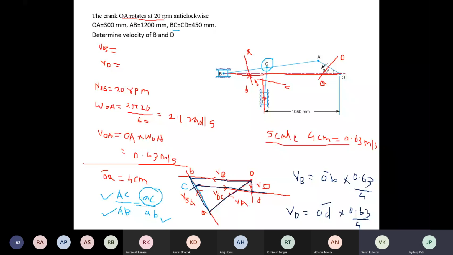Sir, AC is 1.84 centimeter. Okay. AC you will get as 1 point, how much? 1.84. Okay. Now tell me the answer directly. What is the magnitude of velocity B? Velocity is 0.39, sir. 0.39 meter per second. And next, velocity D. Measure the distance OD. It is very small, 0.4, 0.2, 0.3 will come, into 0.63 upon 4.